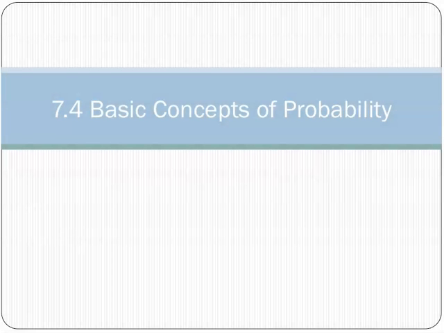We're going to continue our study on probability today, and we're going to go over some more basic concepts of probability. The first basic concept is what we call the union rule.